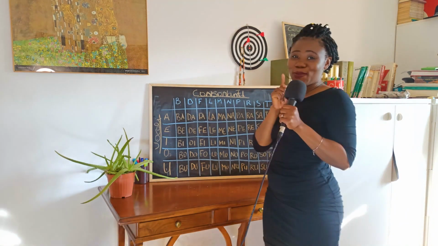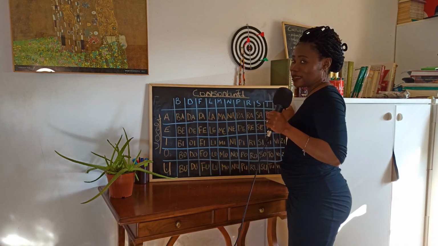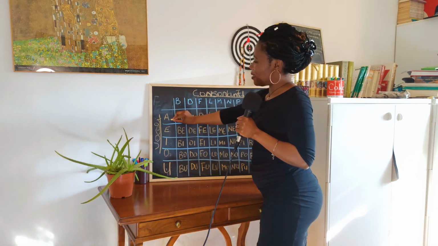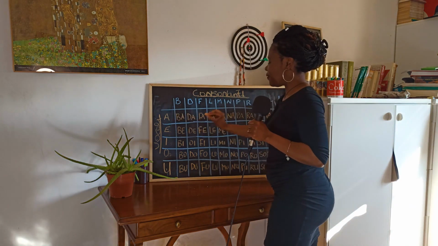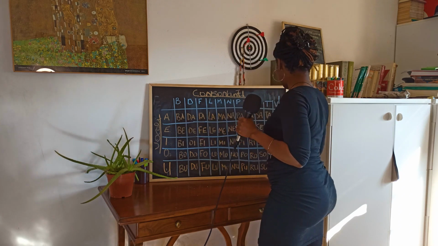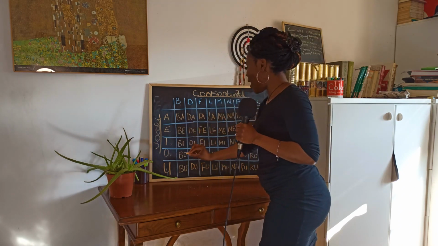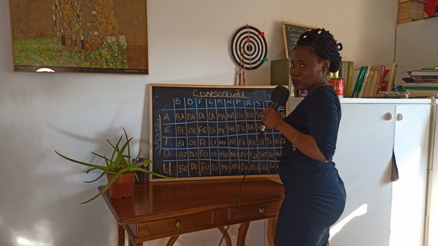Okay. Then the last one, zeta. If I add A, it go be za. If I add E, it go be ze. If I add I, it go be zi. If I add O, it go be zo. If I add U, it go be zu.